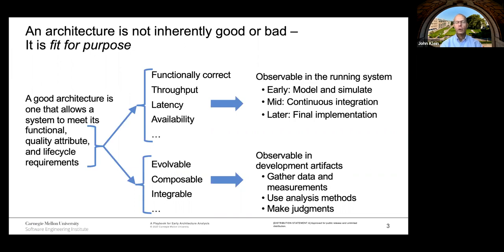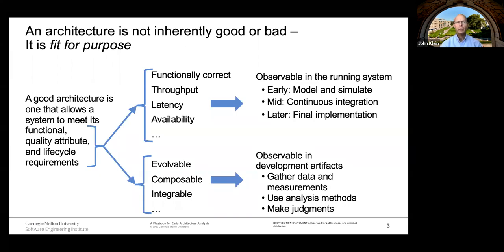The first is requirements like being functionally correct or related to properties like throughput or availability. And these are observable in the running system. We know a lot about how to test these. Early in the life cycle, we can build models and simulations, and eventually we can test the implemented system.